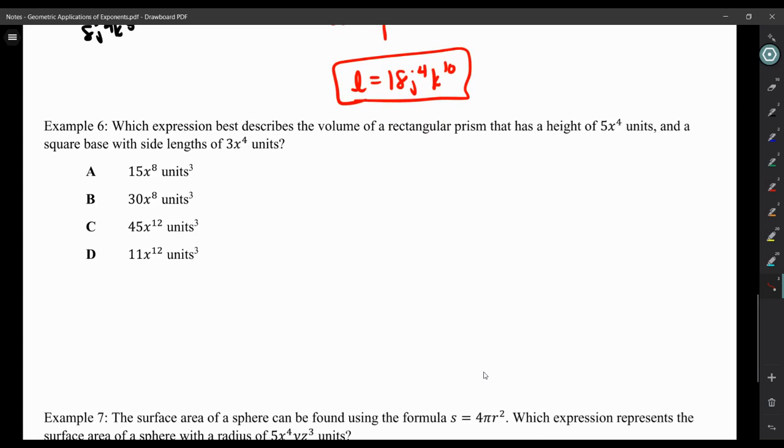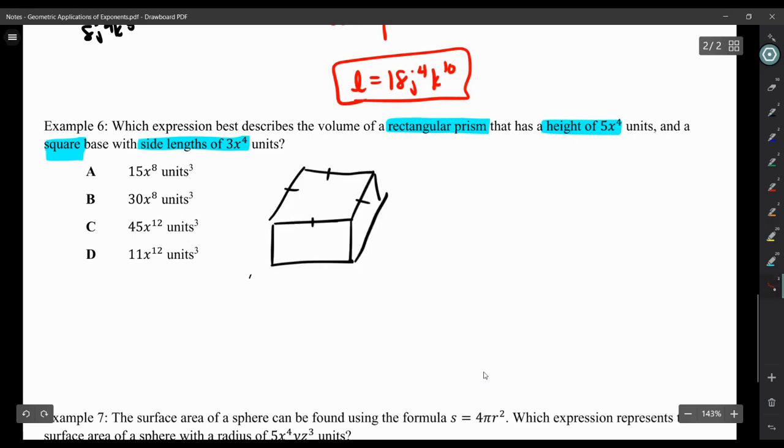So number 6, which expression best describes the volume of a rectangular prism that has a height of 5x to the fourth units and a square base with side lengths of 3x to the fourth? So this gives you lots of information. I have a height of 5x to the fourth from a rectangular prism and a square base with side lengths of 3x to the fourth. So if it helps, draw out a picture.